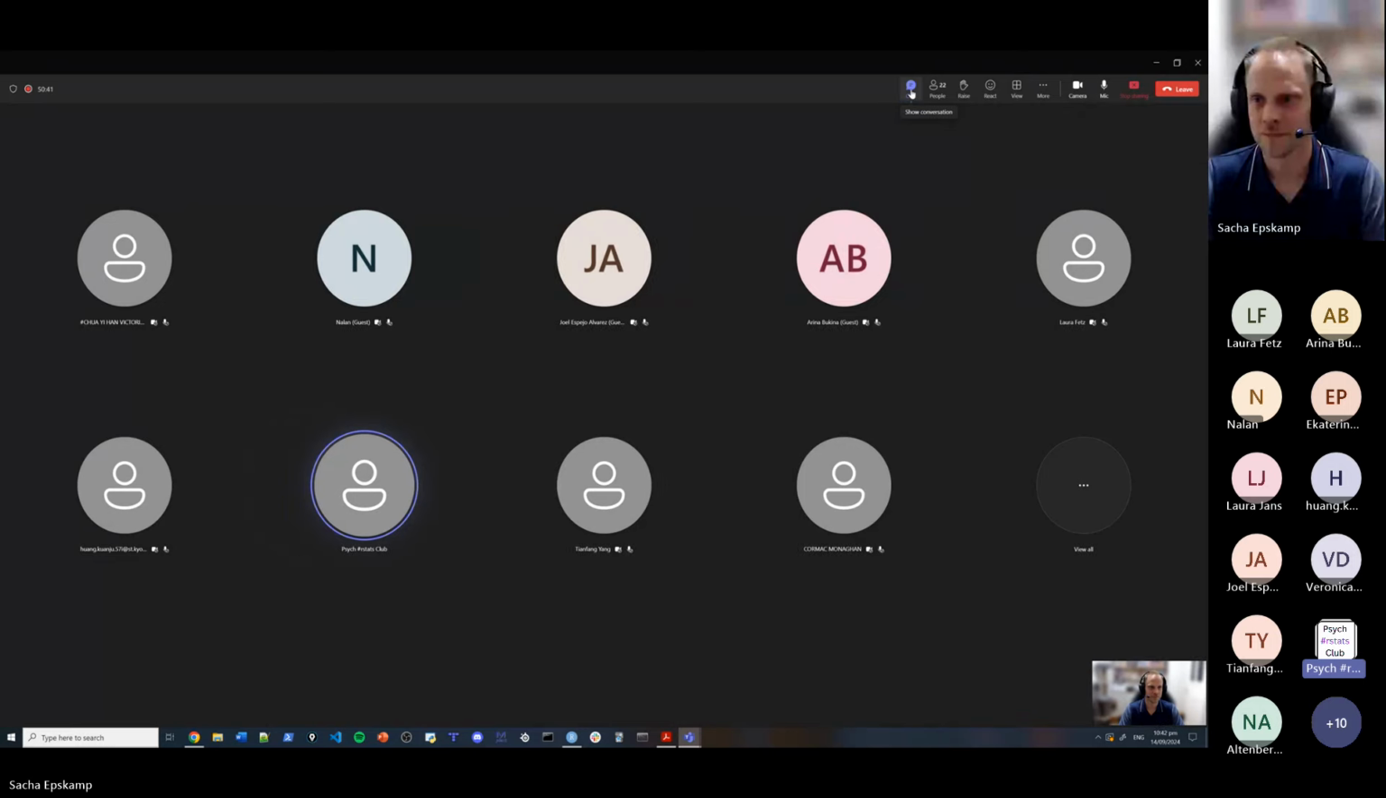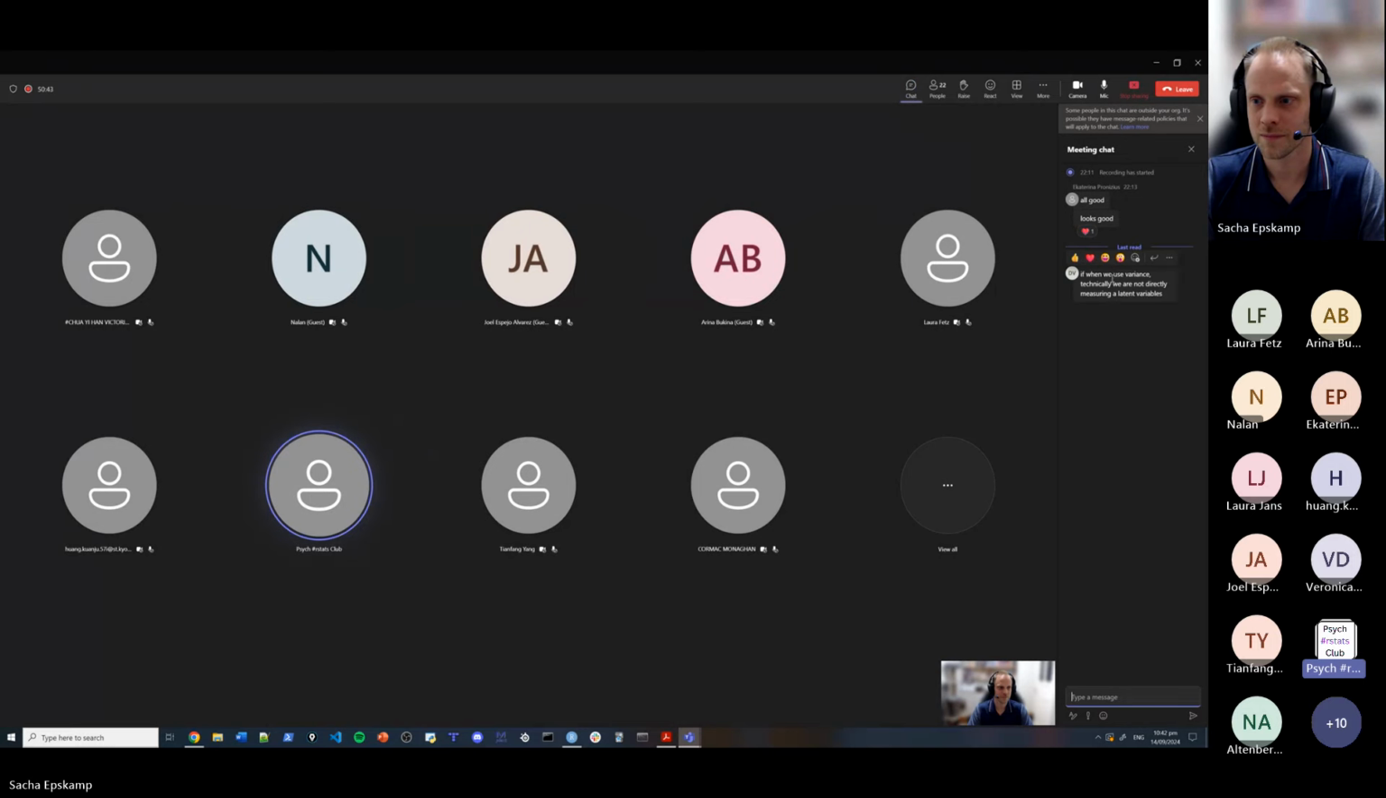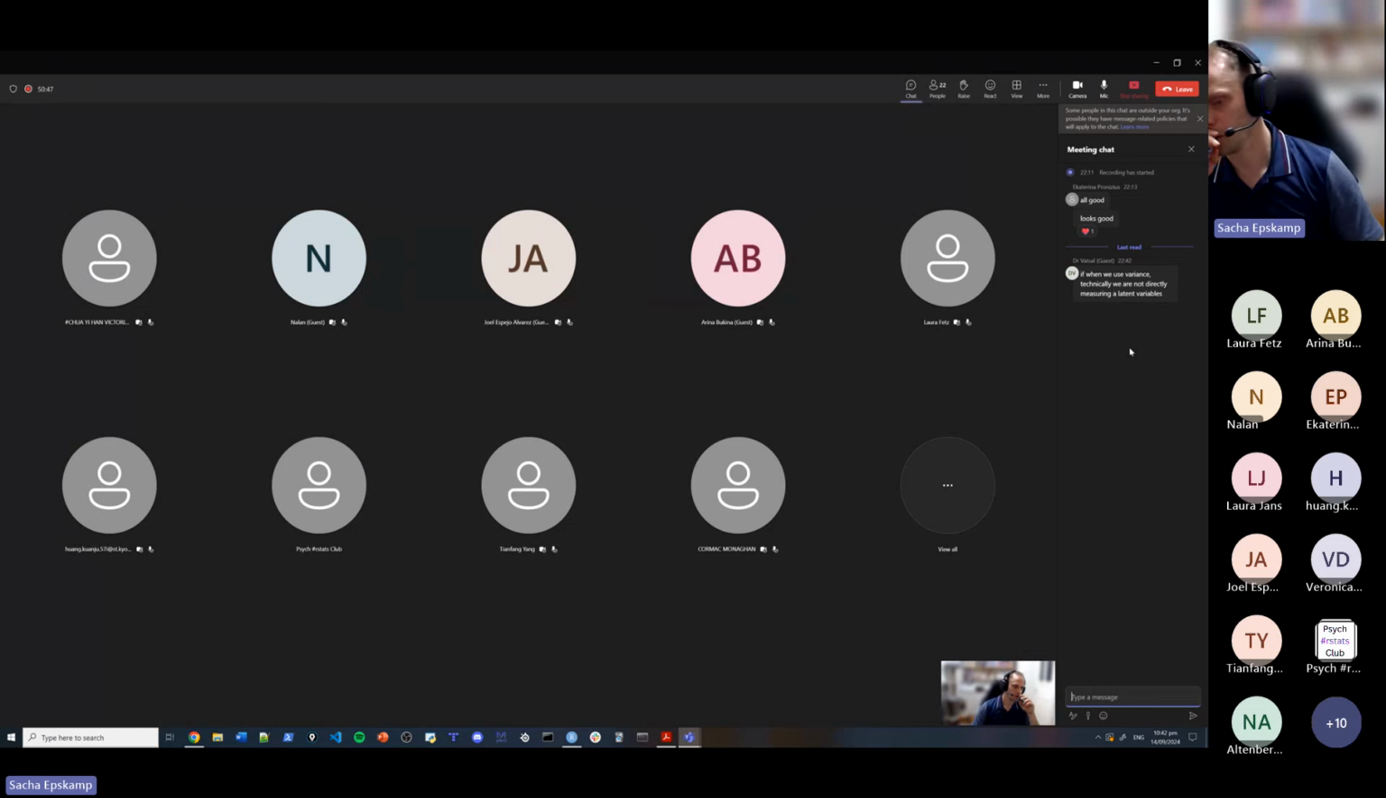When we use variance, technically we are not directly measuring a latent variable. Yeah, so when we are looking at the variance, we are not actually measuring the latent variable because we don't get the values per person of the latent variable. We just get an estimate of the variance, or rather the distribution and what it implies to have one latent variable underlying the data. That's the idea.